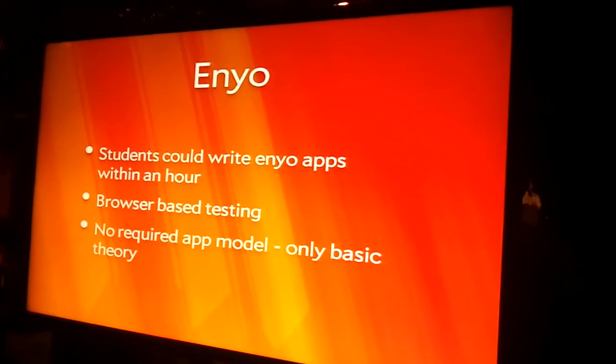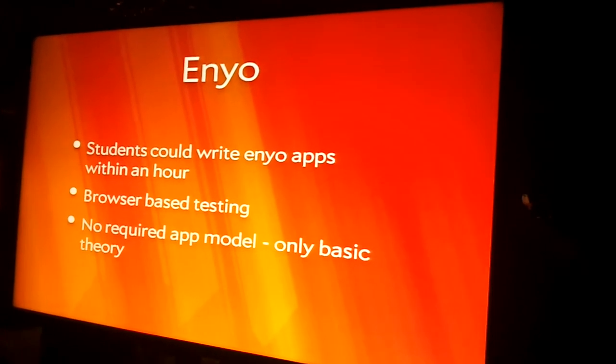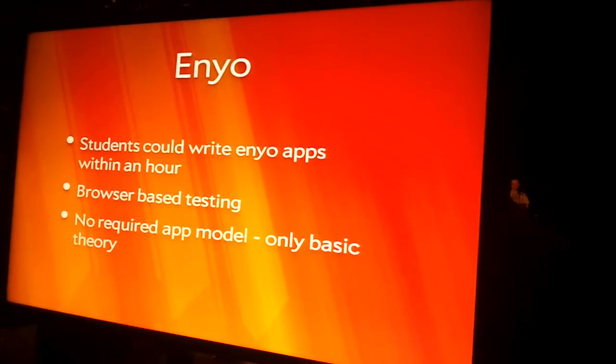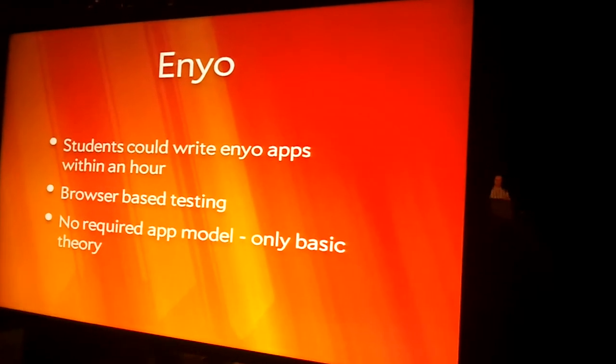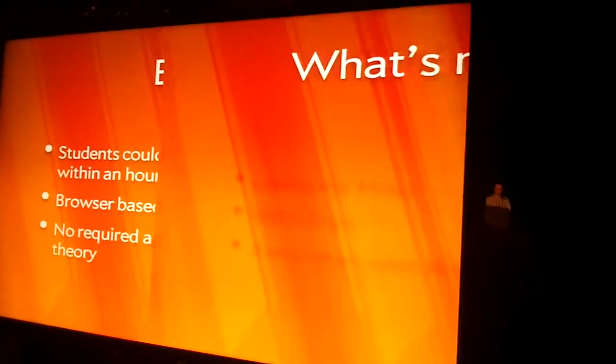Also, there's no required app model, whereas Mojo had all these scenes and stacks and pushing and popping and all this crazy stuff that nobody can get their head around. Enyo just has one screen, components, and everything works beautifully. The only theory that they need to know is that you comprise your application of building blocks called kinds.